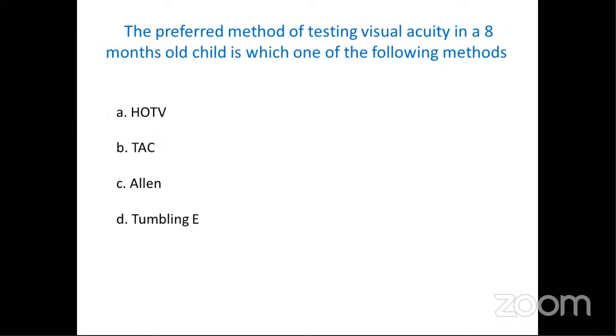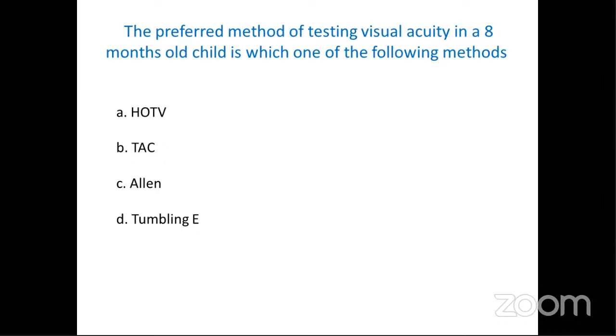But the second question will be the preferred method of testing visual acuity in an 8 months old child. Okay, 8 months old. Look at the age. So first of all, when you are assessing visual acuity, you should consider the age of the child. So in an 8 months old child, already the accommodation will be developed, right? The convergence will also be there. The tracking will be there, right? So the fixation will also be there. So the 8 months old child, what is the best method of assessing visual acuity among these four?